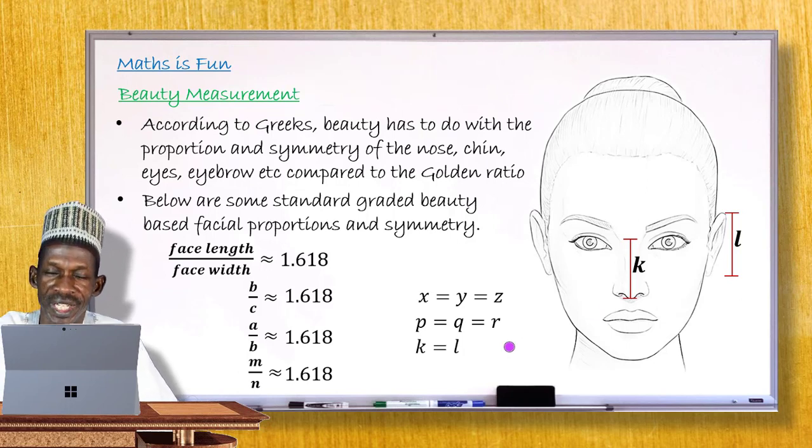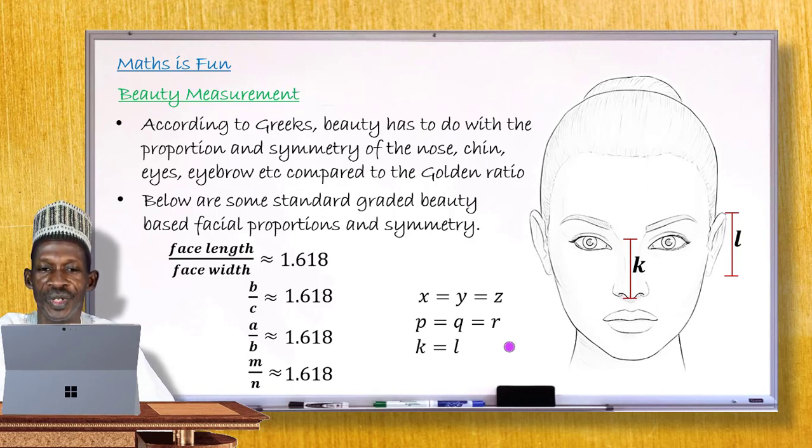And there are many other symmetries. These are just a few among them. So this was discovered by Greek mathematicians, and they said beauty can be measured, not just using our subjective nature. We'll see more of this in our next lesson. Thank you for your attention.